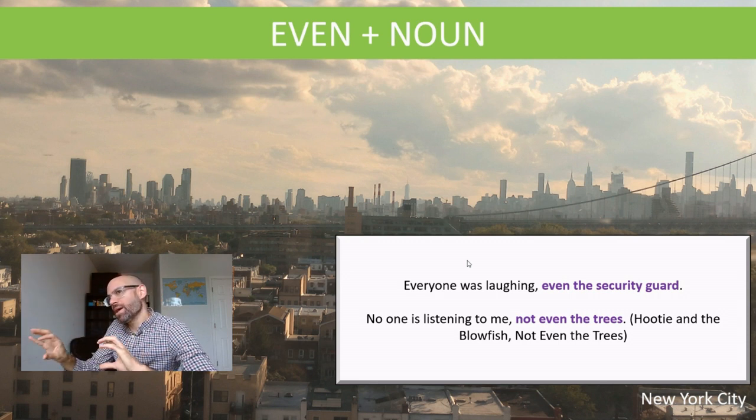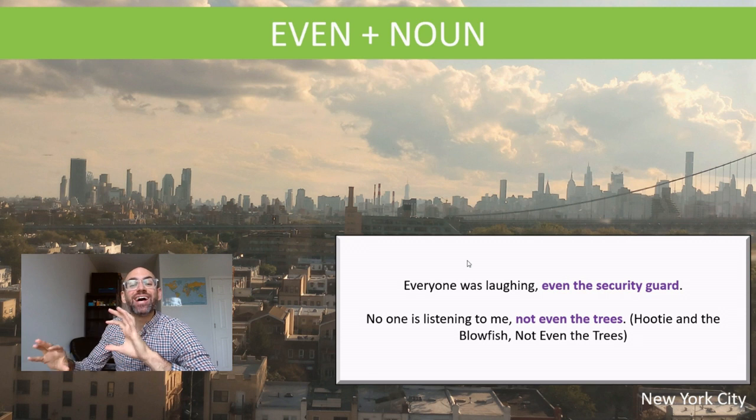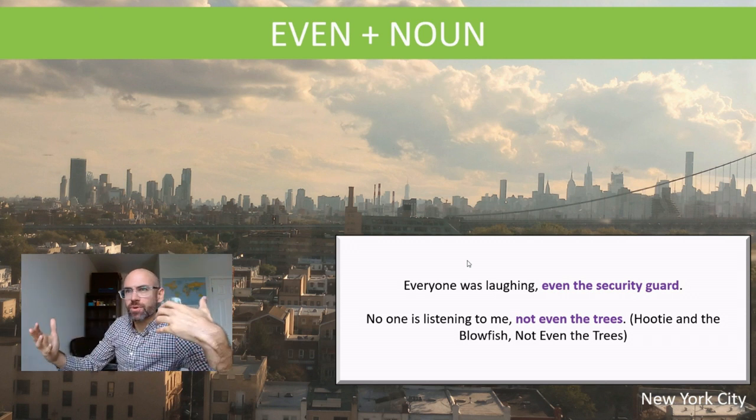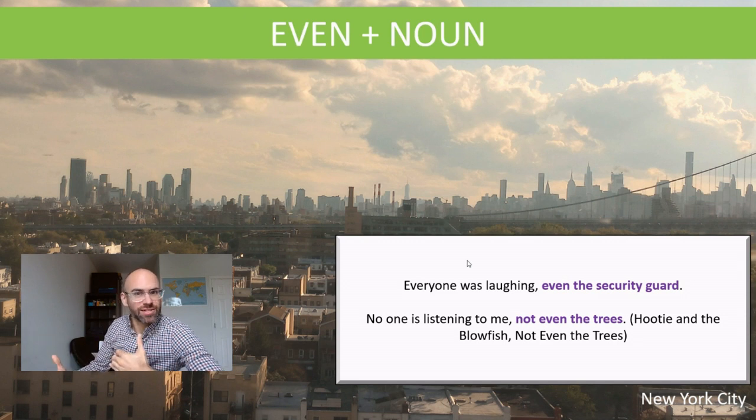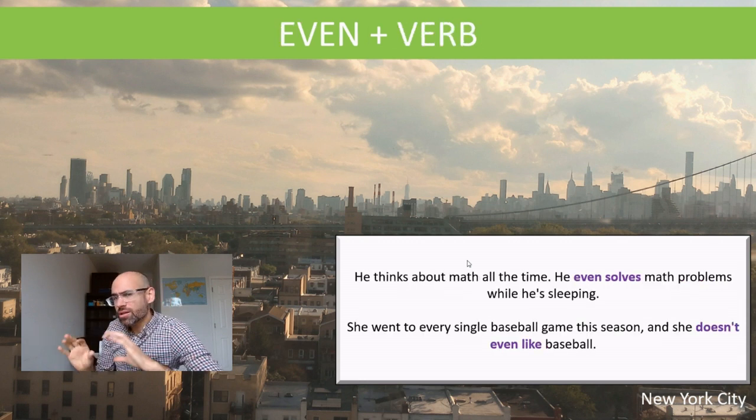As if he would expect that normally at least the trees would listen to him. But even now, not even the trees are listening to him, right? And so we're including the trees in that group of people. We're saying the trees are the same like everybody else who's not listening to him, not even the trees. Okay. Even plus noun. Then we can also use even together with a verb, right?